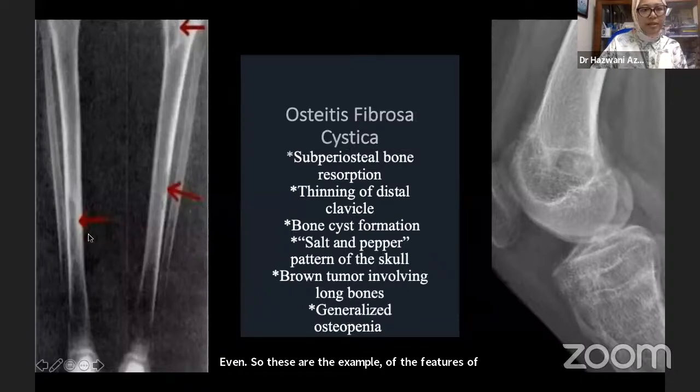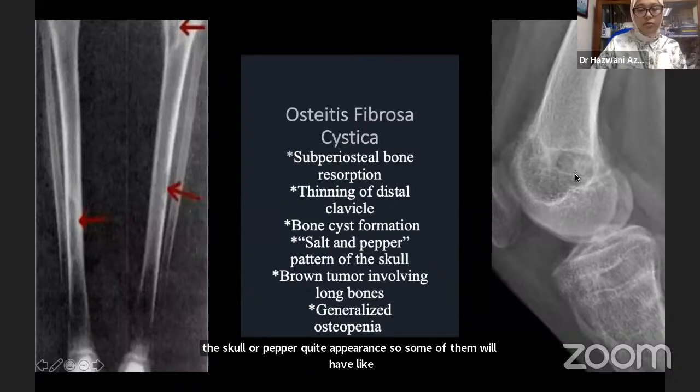So these are examples of the features of osteitis fibrosa cystica. They can come with subperiosteal bone resorption, as you can see here. They can come with thinning of the distal clavicle or even thinning in the cortex of the bone. Bone cyst formation, as you can see here. In the skull, you can see some salt and pepper pattern of the skull or pepper pot appearance. Some of them will have a brown tumor in our long bones and generalized osteopenia.